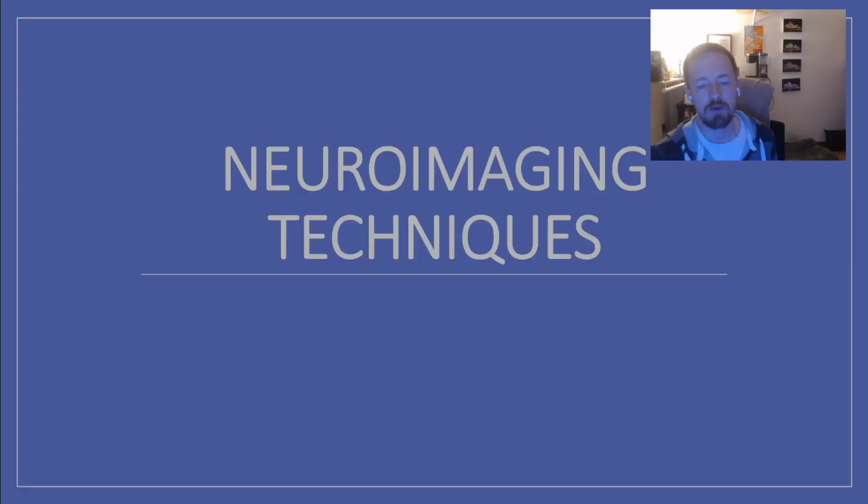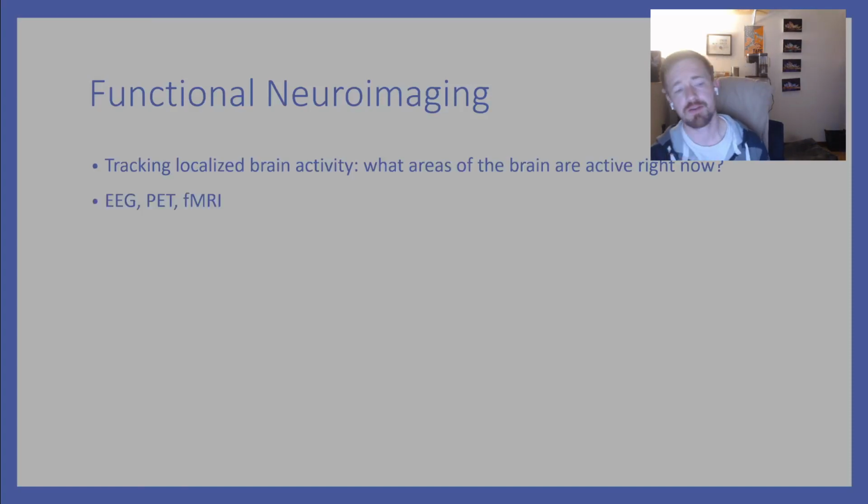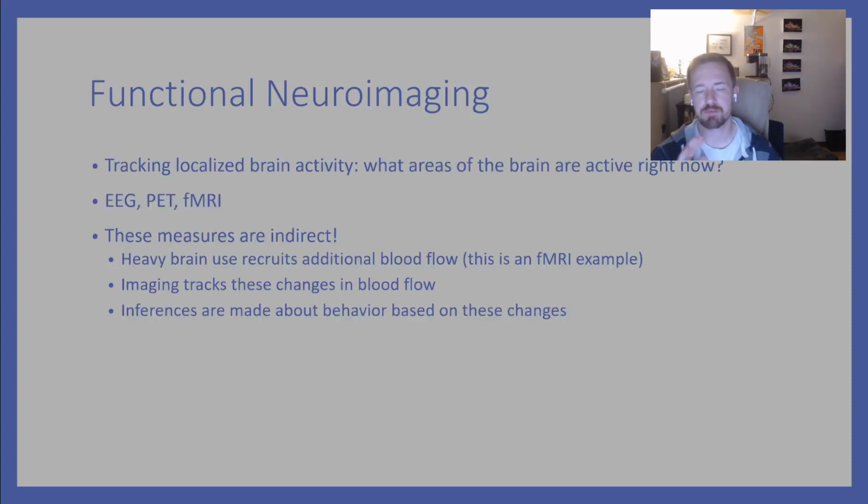All right, let's wrap this up by talking about the different neuroimaging techniques now. In neuroimaging, I would say there are three big players here: EEG, PET, and fMRI. The name of the game is trying to track what areas of the brain are active and when. By finding that, we might be able to draw conclusions about what those areas actually do for our behavior.